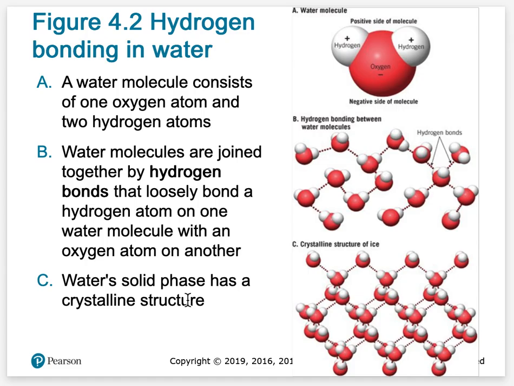And in diagram C, we see the water's solid phase has a crystalline structure. If we notice here with the water's solid phase, there are a lot of empty spaces, which makes it less dense than the liquid state, which we'll see in the next diagram.